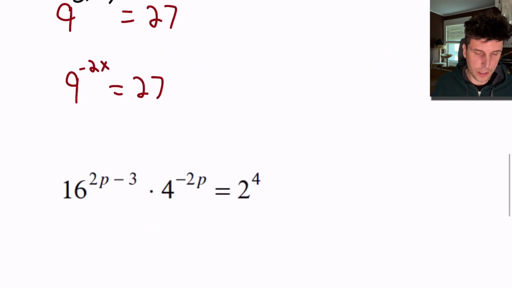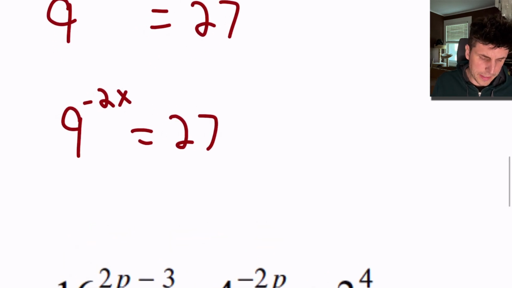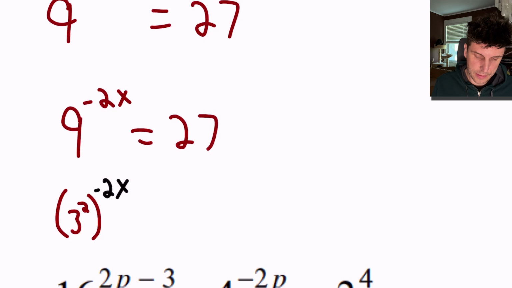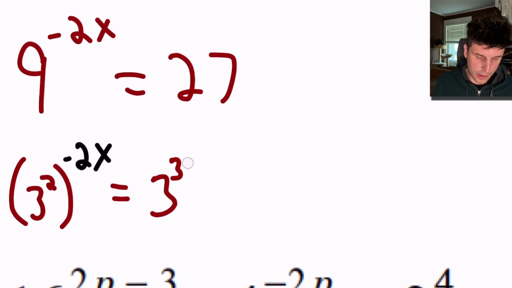So negative 3x and then plus regular x is just going to be 9 to the negative 2x equals 27. Now this has become a problem like that last one, where since 27 is not a power of 9, we know it's a multiple, but it's not a power. So we need to see if there's a way to express both 9 and 27 with a like base. And there is, that's 3. So we can replace 9 with 3 squared, and that's to the negative 2x. And that's going to equal 3 to the third power.